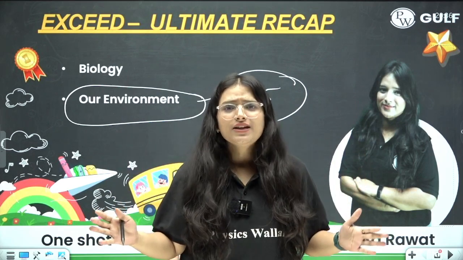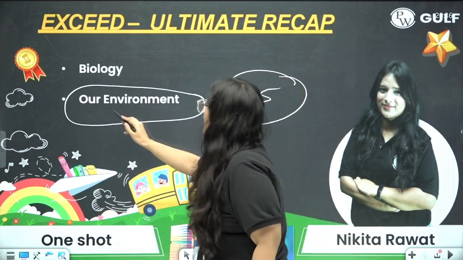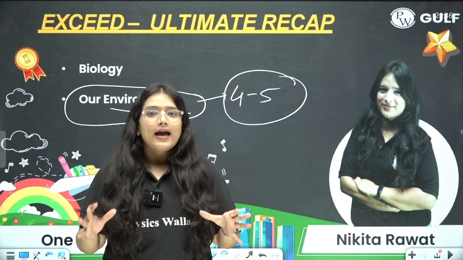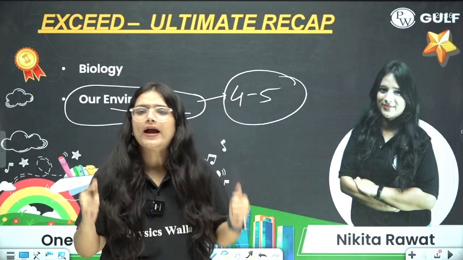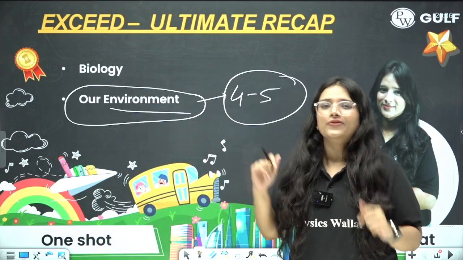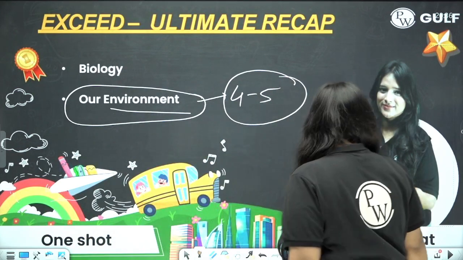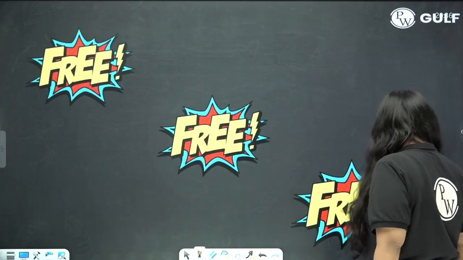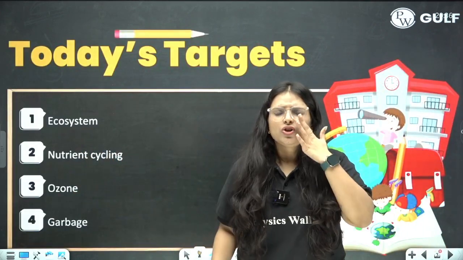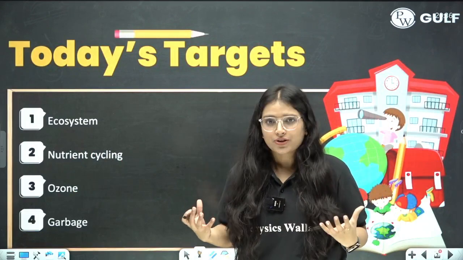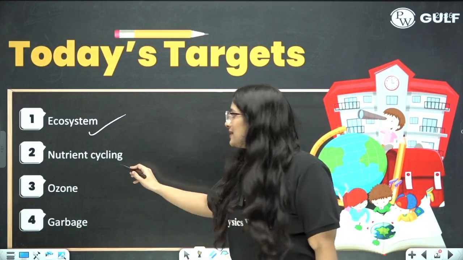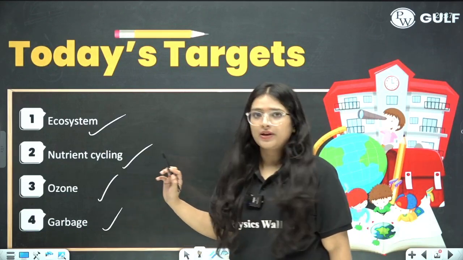So let's start revising our chapter, our environment. We are going to finish it very quickly. So that's why I want you guys to be ready, buckle up, take your pen and papers and let's get on with it. Alright, so here, what all things do we have to study? First, the chapter, our environment. We'll see what this environment actually is. And then we'll learn about ecosystem, nutrient cycling, ozone, garbage.